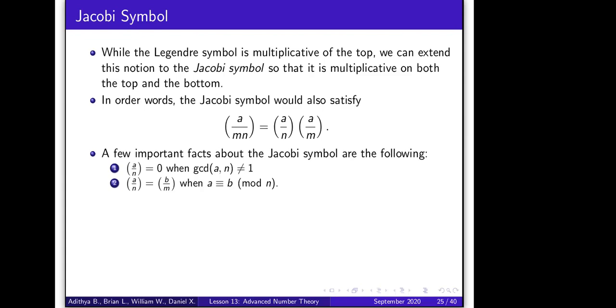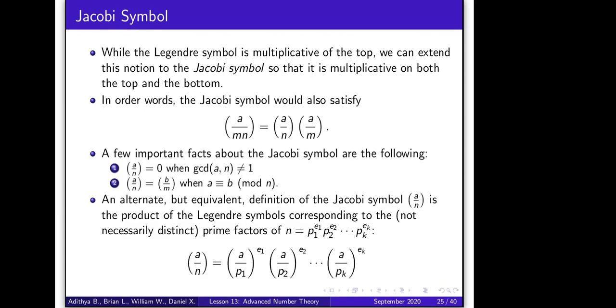This is a over n should equal b over n, that's a typo, when a equals b mod n. And also if we use this fact that it's multiplicative on the bottom, we can really define it as a product of these Legendre symbols that correspond to the prime factors of n. So we can write it as a over p1 to the e1 times a over p2 to the e2 dot dot dot a over pk to the ek.